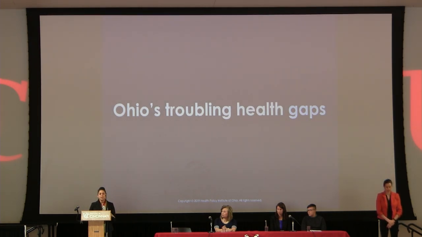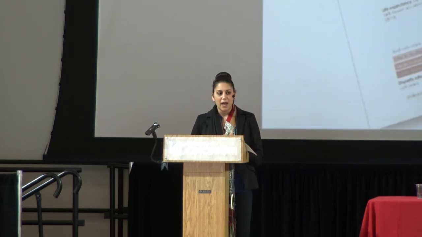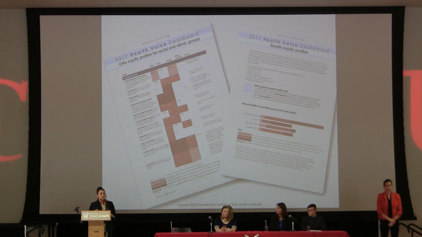Now, the first key takeaway that I shared is that many groups of Ohioans experience troubling gaps in health outcomes. And I'm going to share with you what that looks like. As I mentioned, in our health value dashboard we created a set of equity profiles, and we've updated those profiles for the 2019 dashboard to take a look at how Ohioans with disabilities, low-income Ohioans, Ohioans with low educational attainment, and different racial and ethnic groups experience health outcomes and what that gap in outcomes really looks like.